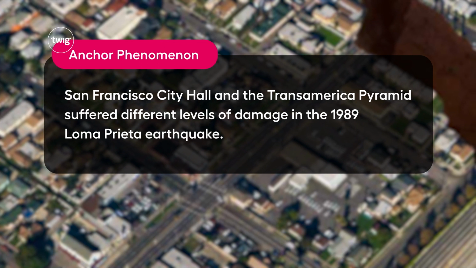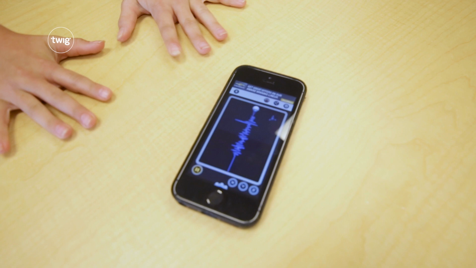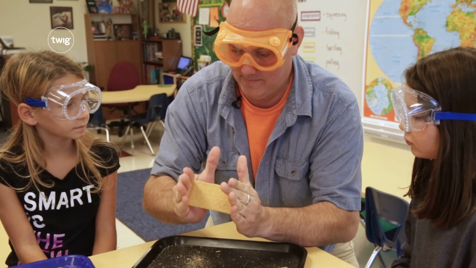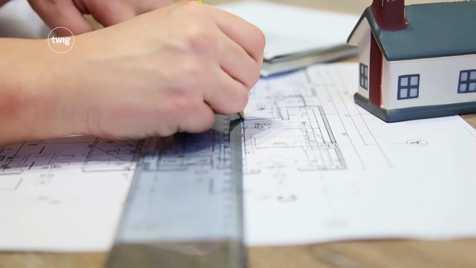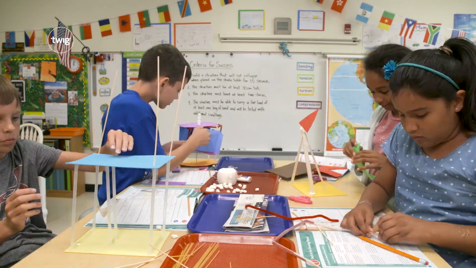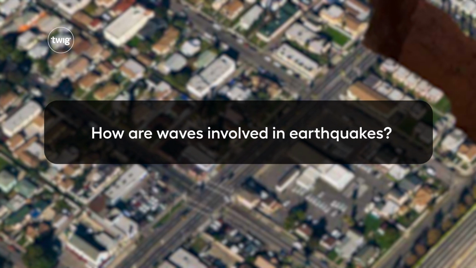Students make sense of the anchor phenomenon by taking on the role of engineers. They investigate how waves influence earthquakes, the impact of forces on materials, and design solutions to reduce the damage caused by earthquakes. To begin with, students investigate how waves are involved in earthquakes.